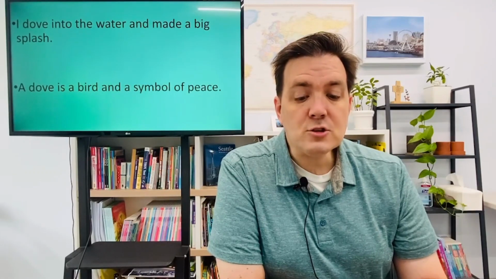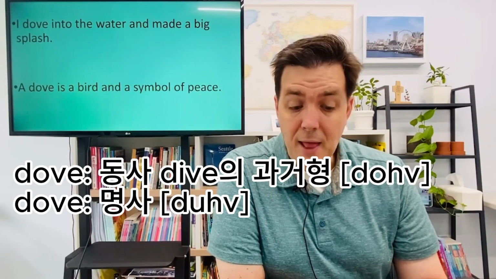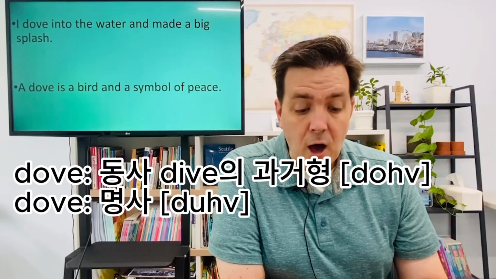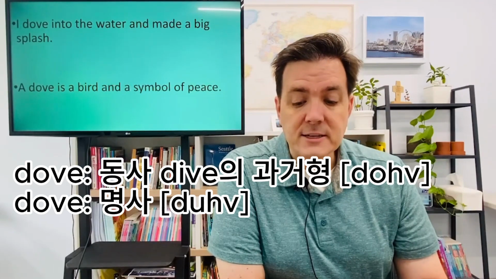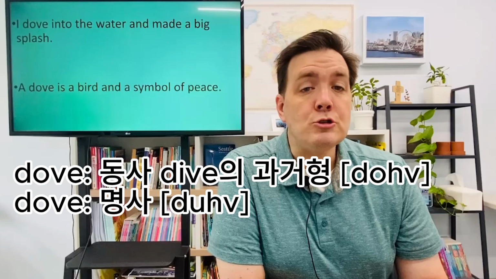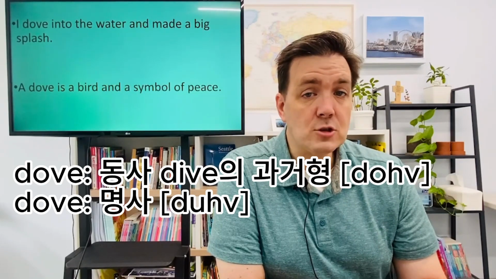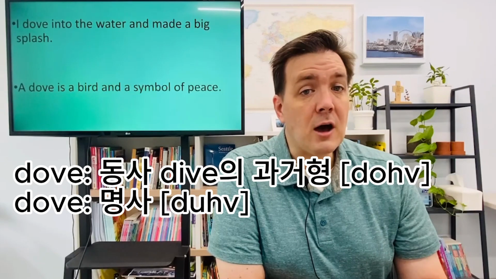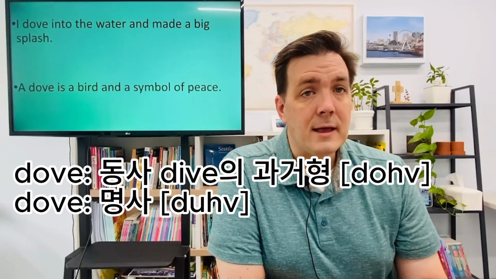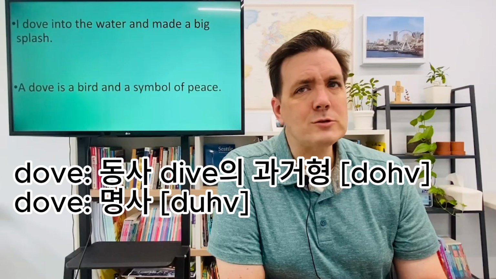I dove into the water and made a big splash. A dove is a bird and a symbol of peace. Dove is past tense for dive. So I dove into the water. But dove is a beautiful bird. It's in the pictures, it's always white colored.